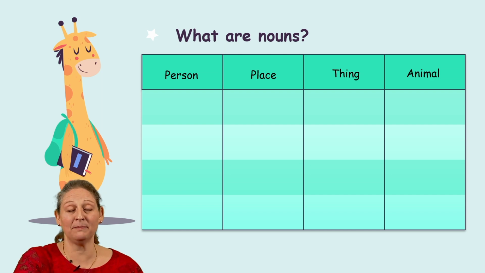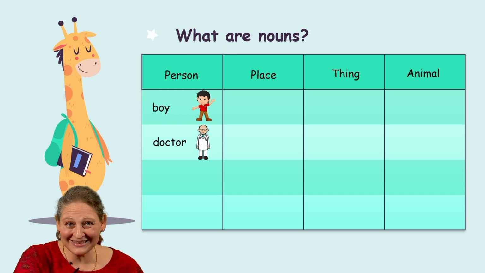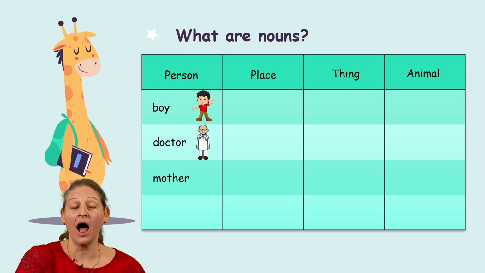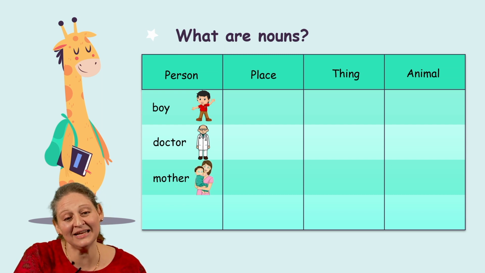Now let's look at person. Do you know what a person can be? A boy. Yes, a person is a boy, right? Very good. Next, a doctor. A doctor is a person. Did you know that? Yes, you're so smart. What is another person? Mother. Do you know that your mother is a person? Mother is a person.